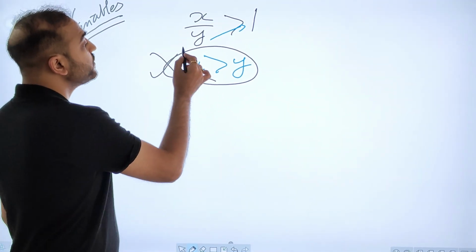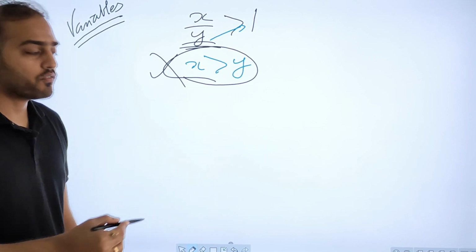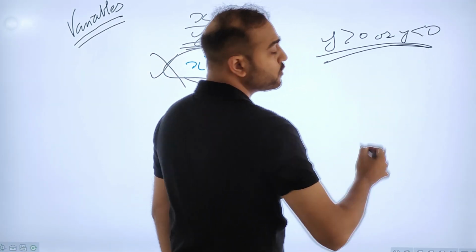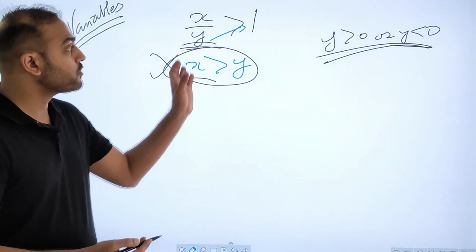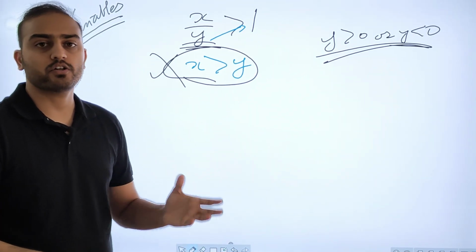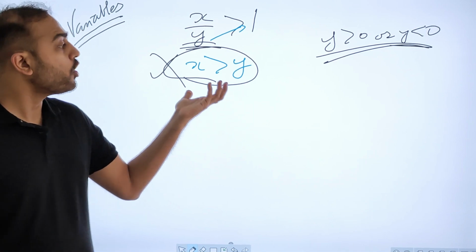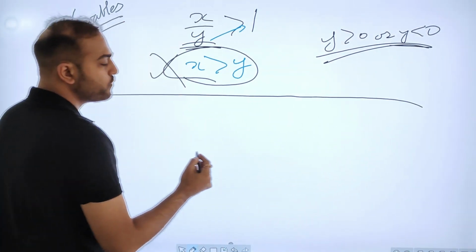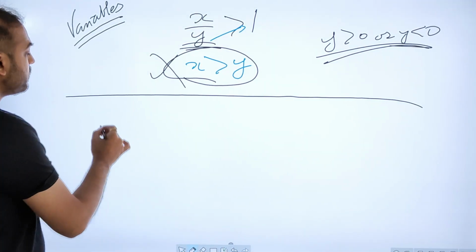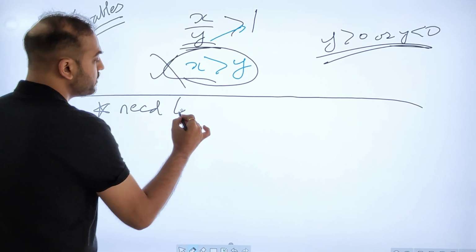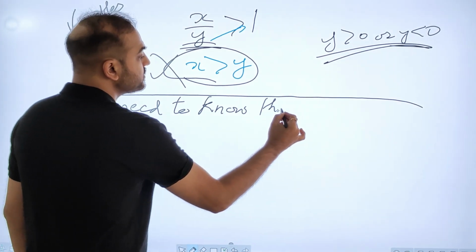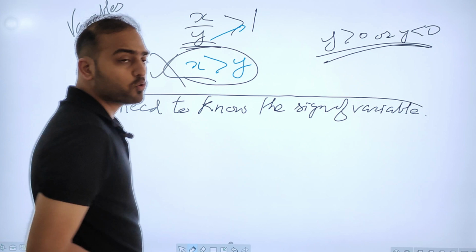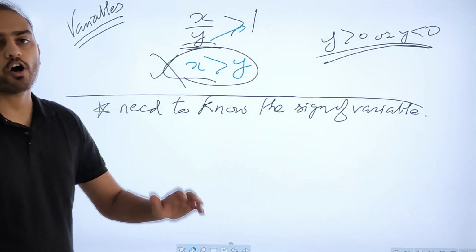Why? Because we don't know the sign of y. We do not know whether y is positive or y is negative. Since I don't know whether y is positive or negative, when I cross multiply, what do I keep my sign as? Do I keep it the same, that is greater than, or do I change it? So whenever it comes to variables, we need to know the sign of the variable. Once we know the sign, then we can cross multiply or divide.